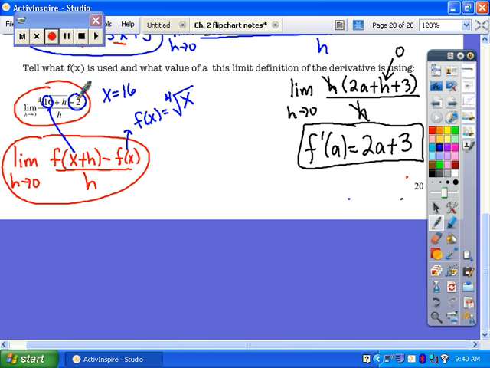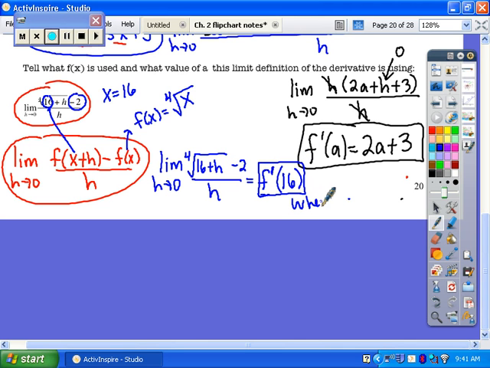So after you figure that out, then you could say that this formula, the limit as h goes to 0 of the fourth root of 16 plus h minus 2 over h, is the same thing as the derivative of this function at what value? At 16. So it's the derivative at 16 where f of x is the fourth root of x. That's what that's telling us.